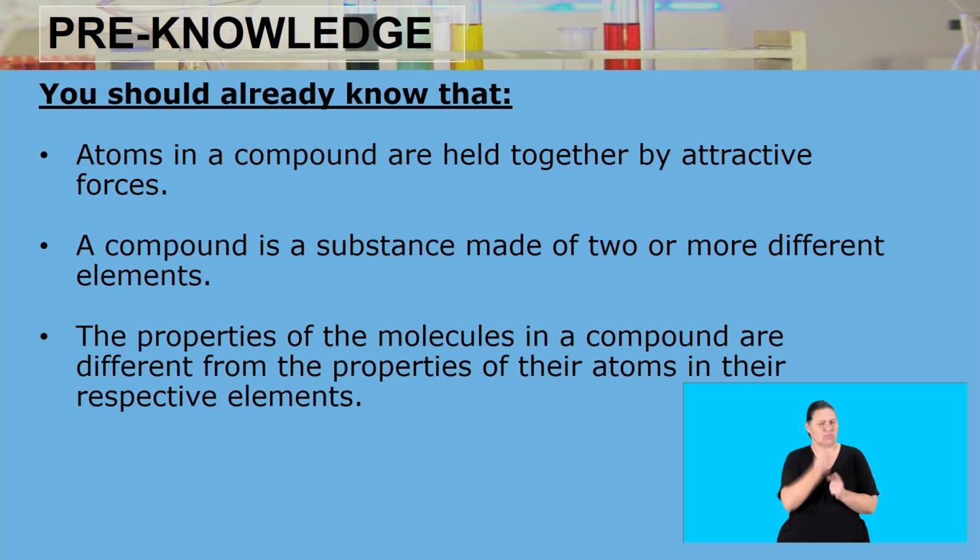So things that you should already know about this lesson are as follows. Number one, atoms in a compound are held together by attractive forces. A compound is a substance made of two or more different elements. And then lastly, the properties of the molecules in a compound are different from the properties of their atoms in their respective elements. Now, throughout this lesson, we are going to be trying to balance the equations using what we know and what we'll be learning.